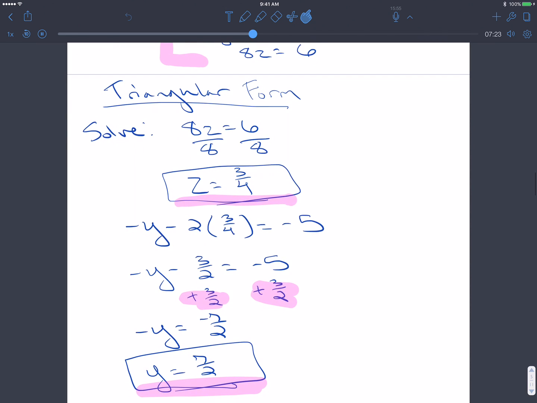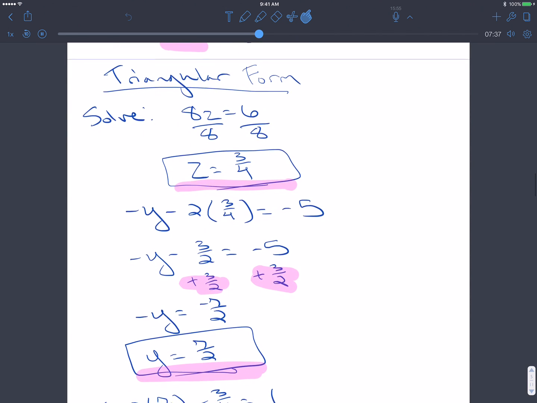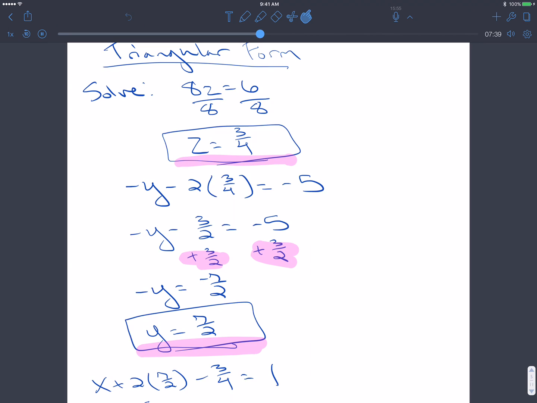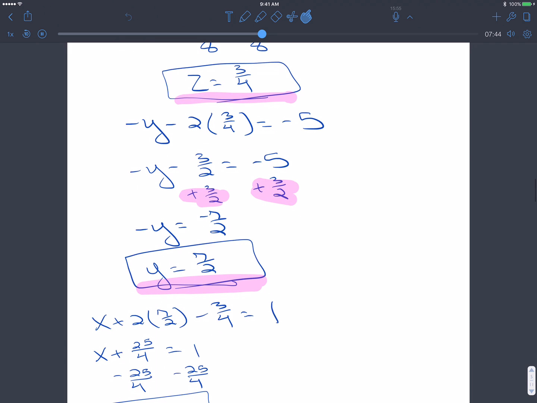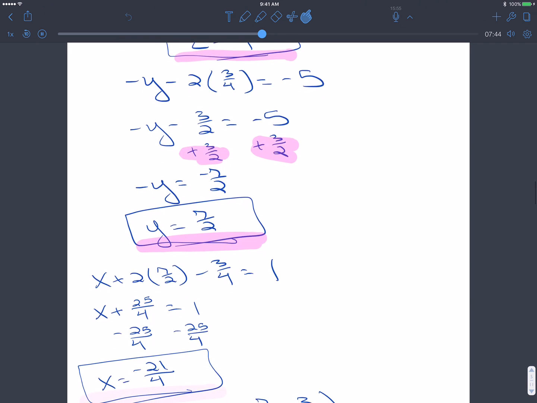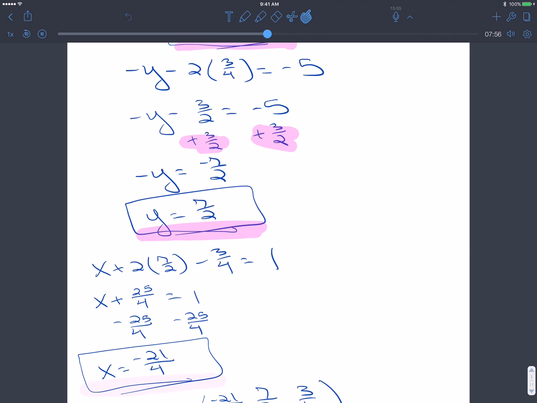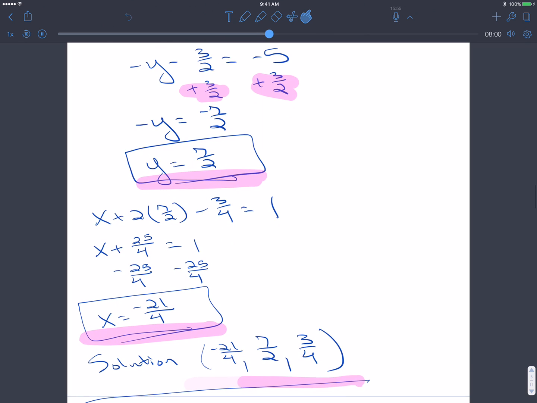Then I substitute both y and z into the first equation: x plus 2 times y, which is 7/2, minus z, which is 3/4, is equal to 1. Combining those two fractions, I have 25/4. So x plus 25/4 equals 1. I subtract the 25/4 from both sides to get x is equal to negative 21/4. So our solution is negative 21/4, 7/2, and 3/4.